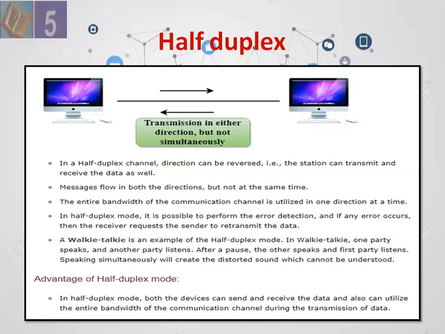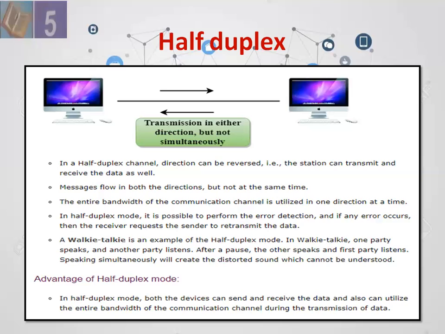A walkie-talkie is an example of half duplex mode. In a walkie-talkie, one party speaks and the other party listens. After a pause, the other speaks and the first party listens. Speaking simultaneously will create distorted sound which cannot be understood. Advantage of half duplex mode.